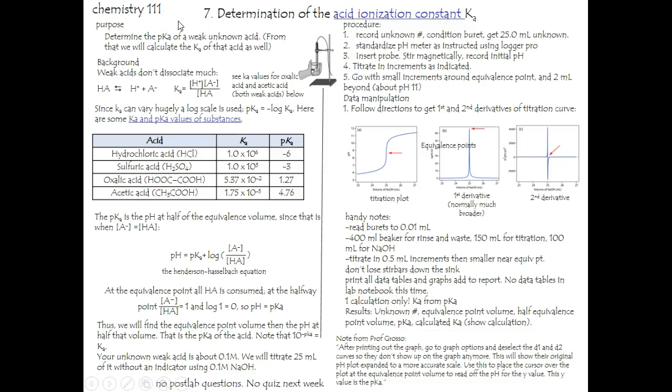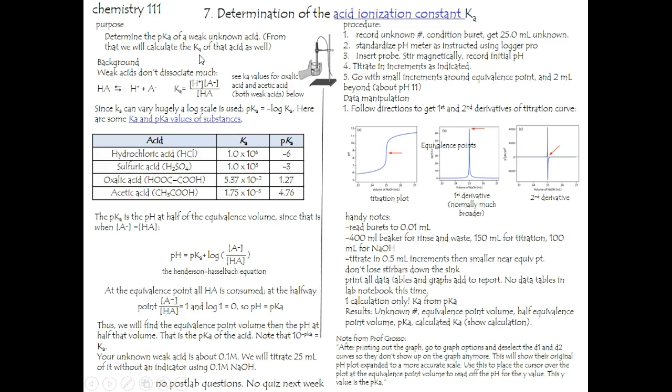Okay, this is Chemistry 111, experiment number 7, determination of the acid ionization constant Ka. Our purpose is to determine the pKa of a weak unknown acid. So you're given some mysterious acid. You're told it's a weak acid. You're told it's about 0.1 molar in concentration. And from that we'll determine the pKa and calculate the Ka.